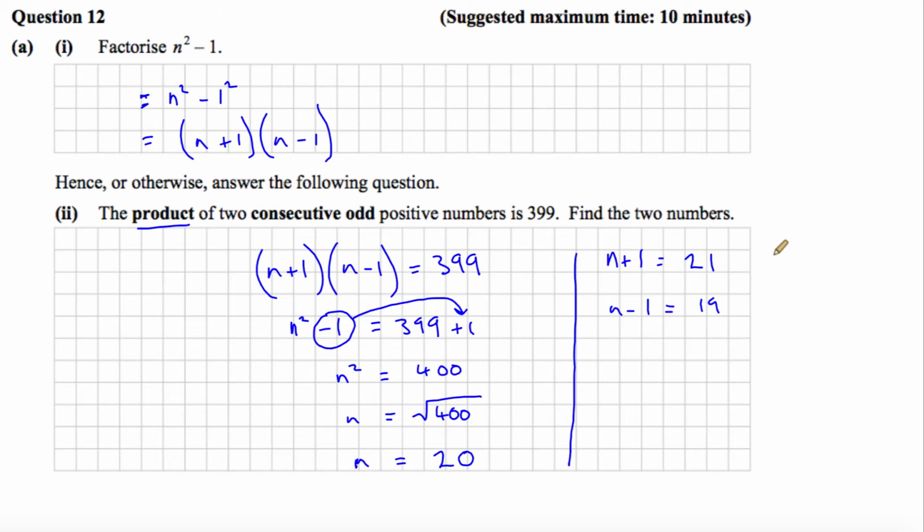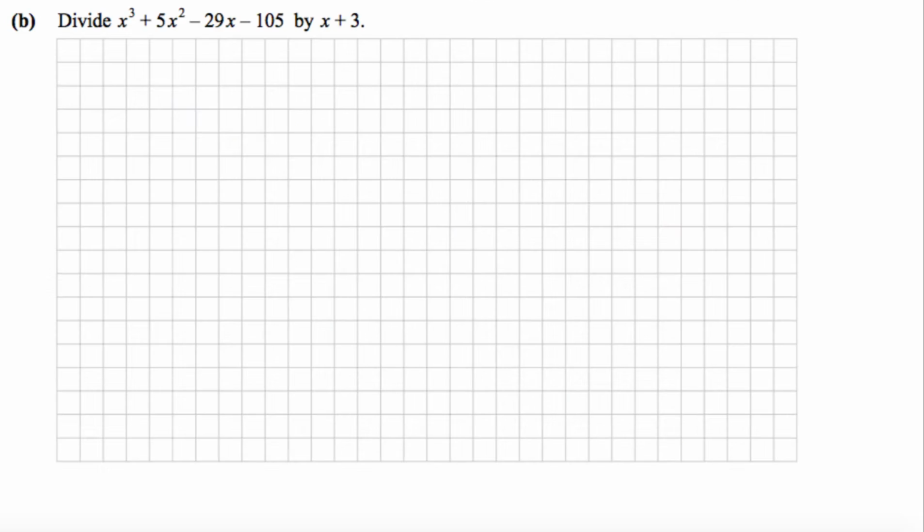So that's our two numbers, 21 and 19. And just a quick check, 21 times 19, if we just quickly check that in the calculator, we see that it gives us an answer of 399. So this is just a check, you don't have to do this, but it's good practice. So there's our answers, 19 and 21. So on to part B.